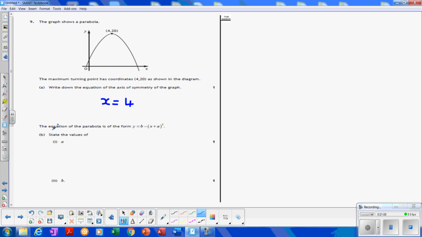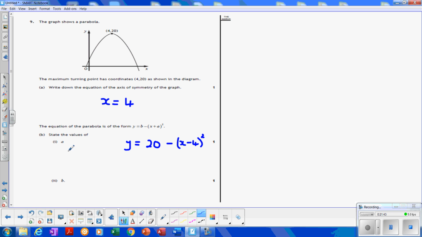Now the second part says the equation of the parabola is in the form given. It's an N-shaped parabola with a maximum turning point, so that's why you have this minus sign in front of the bracket. But to get the number for x from your turning point, you change the sign of the bracket. So y will be equal to something, take away, and in the bracket it's going to be x, and instead of plus 4 it's minus 4, all squared. And this number here comes straight from the y coordinate, which is 20.